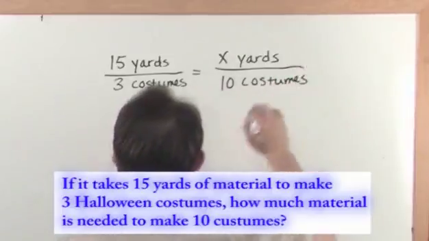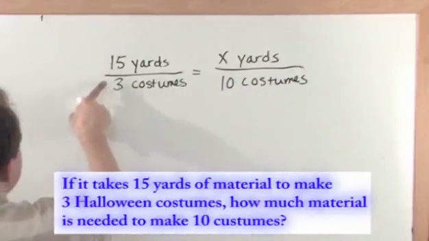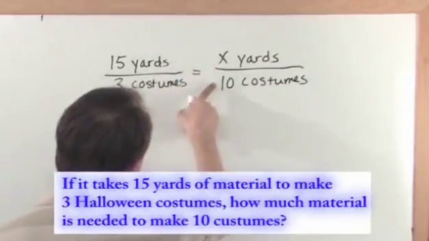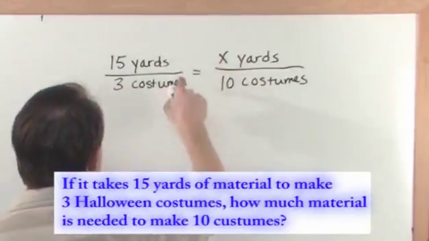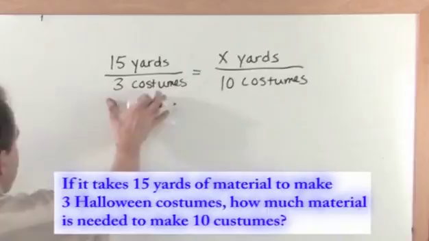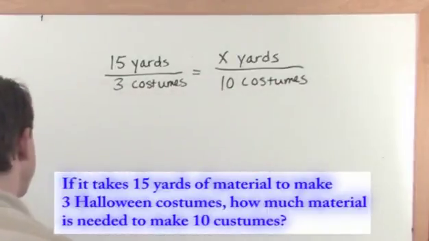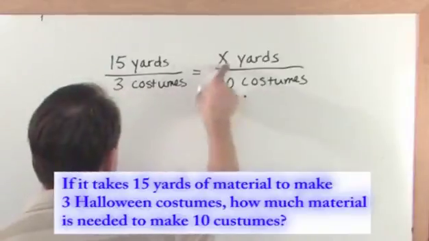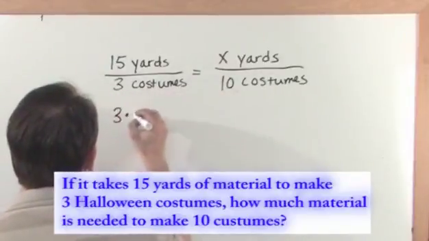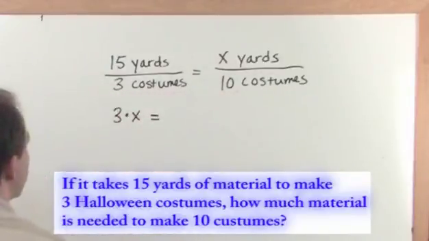So the question is, if it takes 15 yards to make 3 costumes, how many yards will it take to make 10 costumes? Yards on top, costumes on bottom. The ratio is here, and we're equating it to this one here, and that's called a proportion. So let's cross multiply. 3 times x is 3 times x. You can't do anything with it.